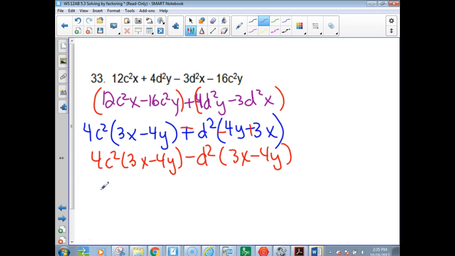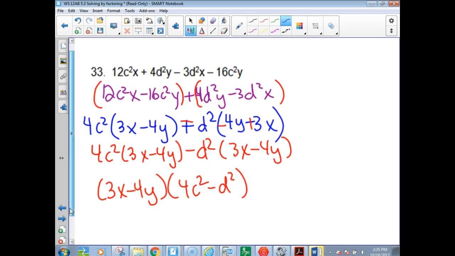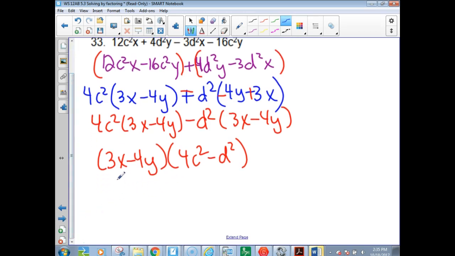I'm going to do the common thing, the 3x minus 4y times parentheses 4c squared minus d squared. And guess what? The last pair is a difference of squares. So this is about as bad as they're going to get, okay? Difference of squares: 2c minus d times 2c plus d.